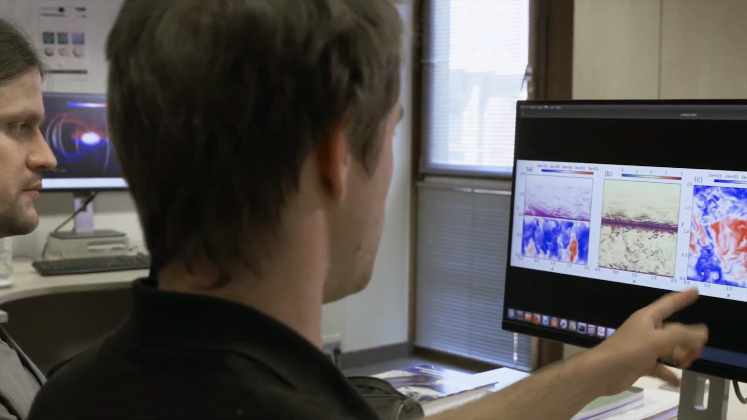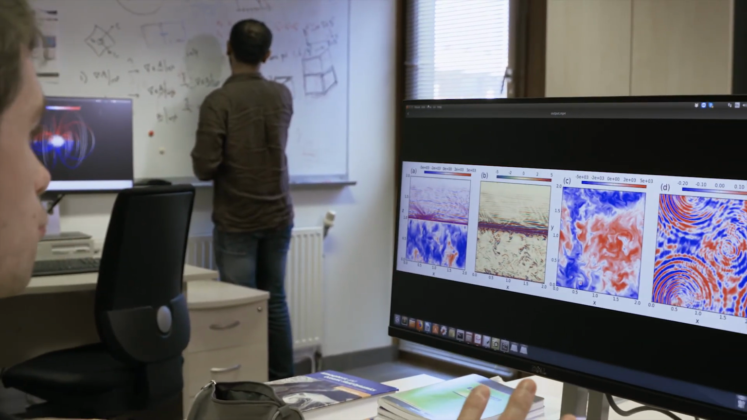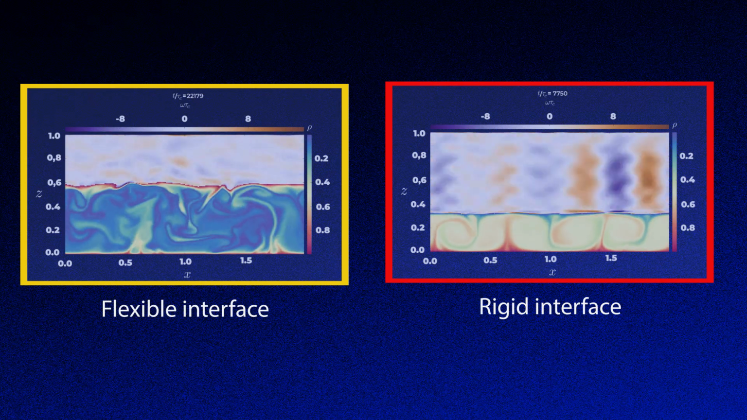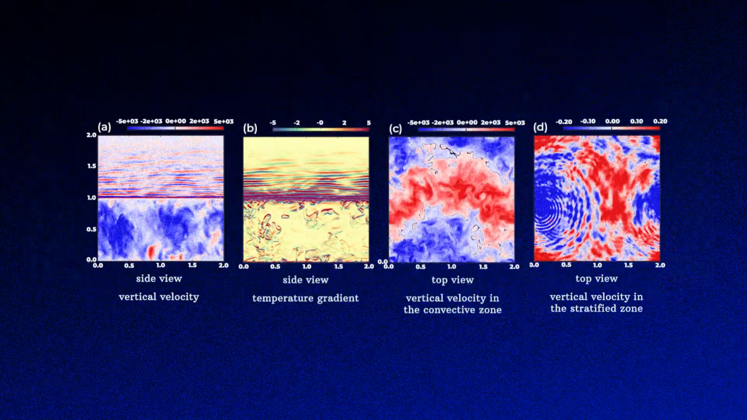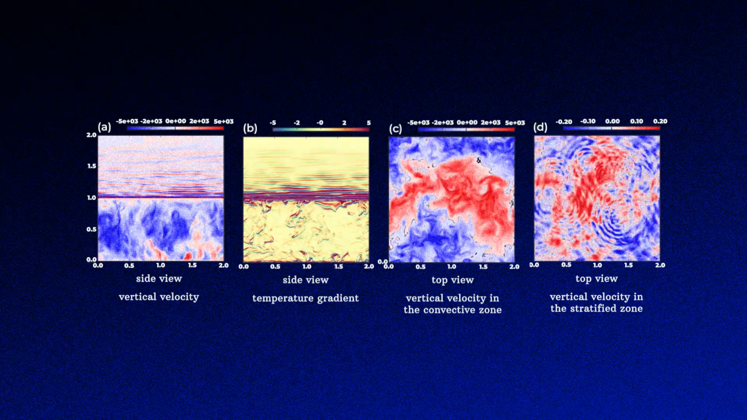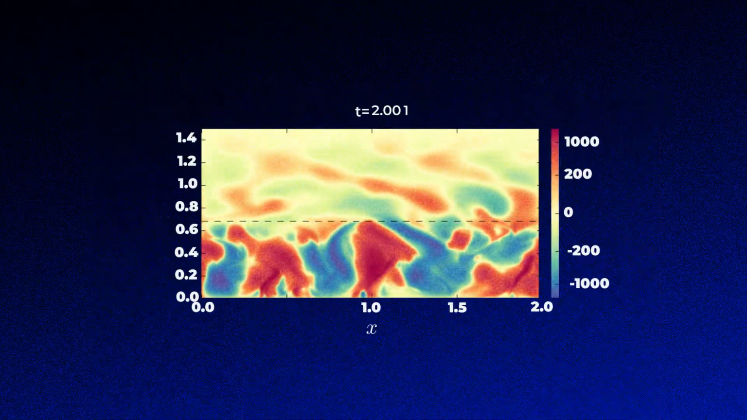In addition to laboratory experiments, we also perform numerical simulations, varying the stiffness of the interface between the two layers and the intensity of the convection or stratification. Experiments and simulations run hand in hand. Even if simulations allow us to focus on different parameter regimes, they are, for now, limited to 2 dimensions or to 3 dimensions over short timescales.